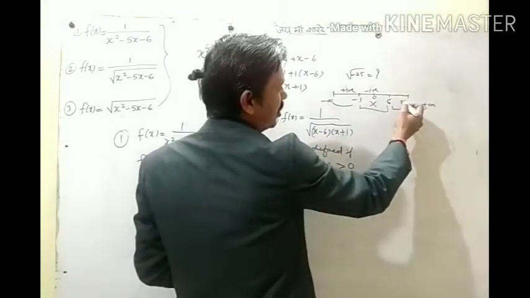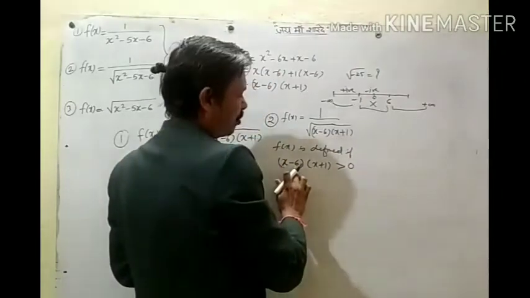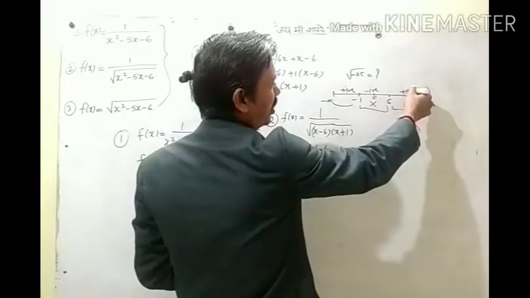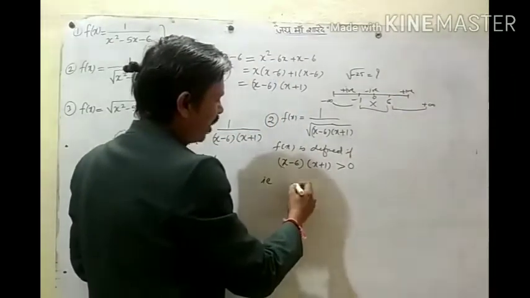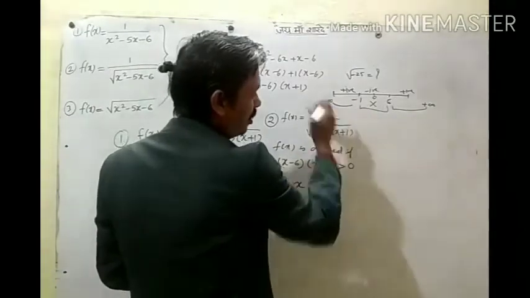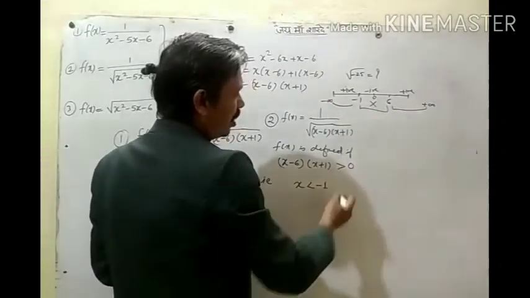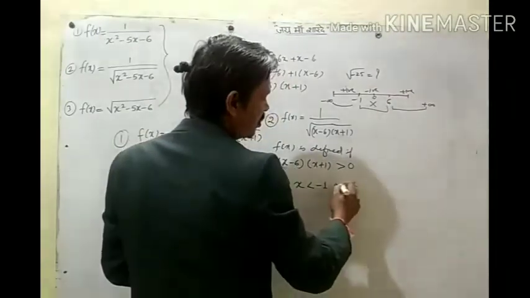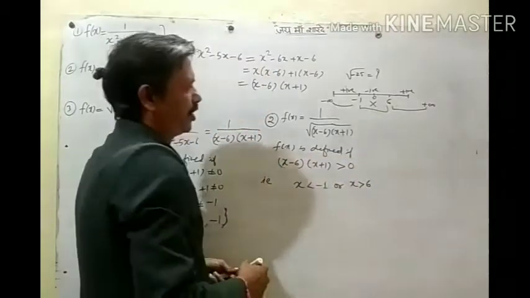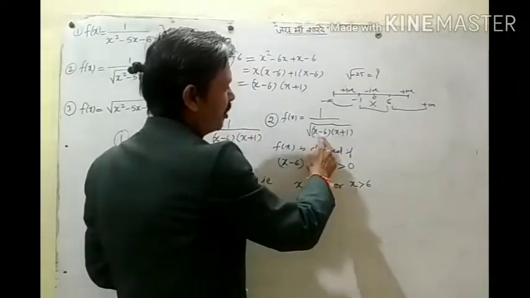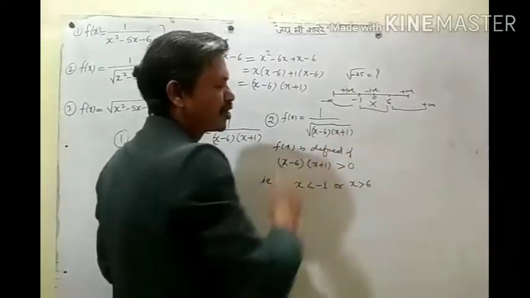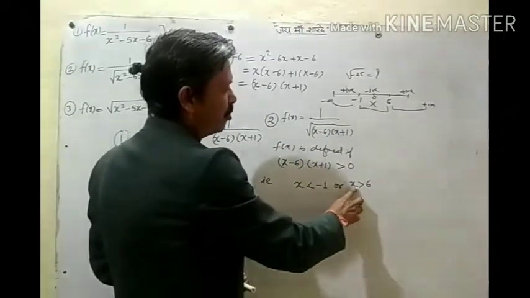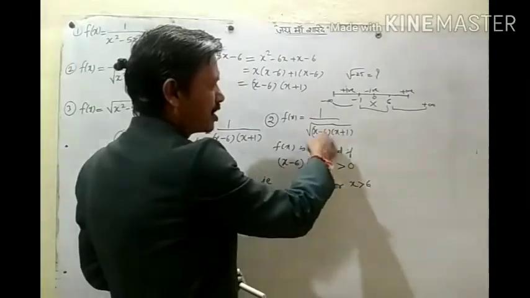Then after 6, if we take suppose 7, then 7 minus 6 is 1, positive, and 7 plus 1 is positive. Positive will give a positive value, so from this part we can also take. It means x should be less than -1 and x should be more than 6. We cannot take 6, because if we take 6, then it becomes 0. If we take -1, then it becomes 0, and 1 by 0 is not defined. So x should be less than -1 or x should be more than 6. In both these cases, this will always be positive.